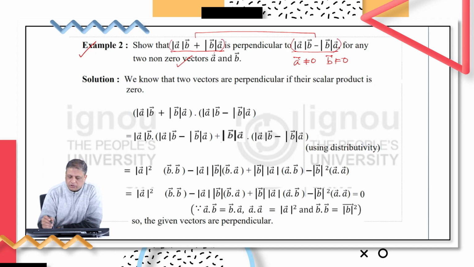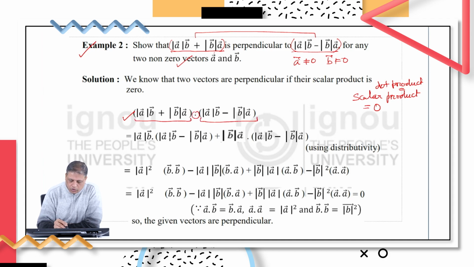So if these two vectors are perpendicular, then obviously their scalar product, that is their dot product, should be 0. So you need to find their dot product. So this is, say, the first vector, and we are taking the dot product with the second vector. So simply by opening the braces, the first component into the complete second vector, and the second component into the complete second vector, you can write magnitude of A into B vector into the second complete vector plus magnitude of B into A vector into the second complete vector.